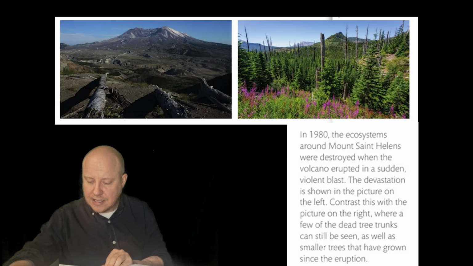In 1980, the ecosystems around Mount St. Helens were destroyed when the volcano erupted in a sudden, violent blast. The devastation is shown in the picture on the left. Contrast this with the picture on the right, where a few of the dead tree trunks can still be seen, as well as smaller trees that have grown since the eruption.